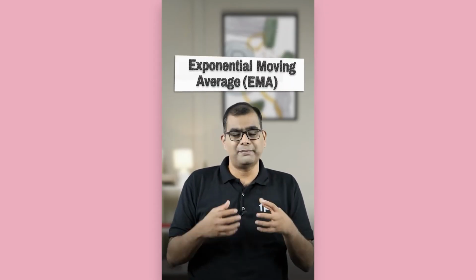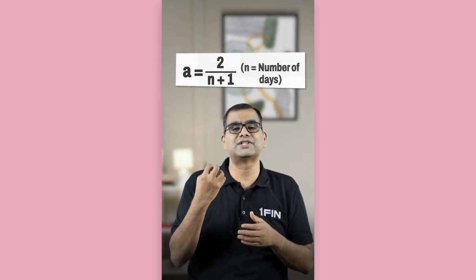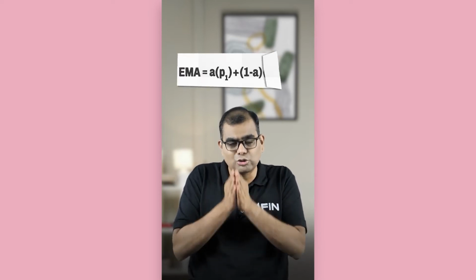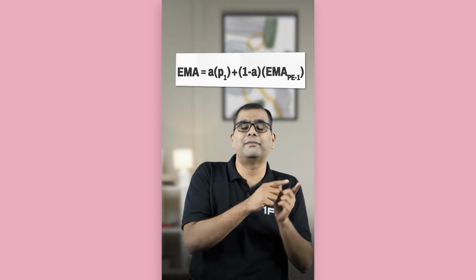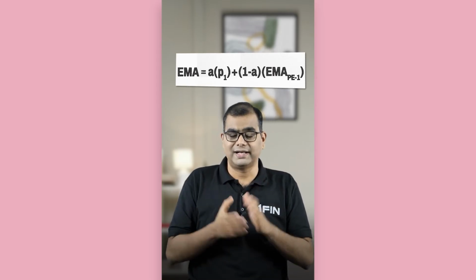Then you have something called the exponential moving average, which is based on a certain number of days for which this whole EMA process is done. You compute the value of an exponent. The value of the exponent is 2 by n plus 1, where n stands for the number of days. And every day, the exponential moving average is recomputed by multiplying today's price by the exponent value, and the previous day's EMA by 1 minus the exponent value. And that is how you compute the entire series of exponential moving averages.